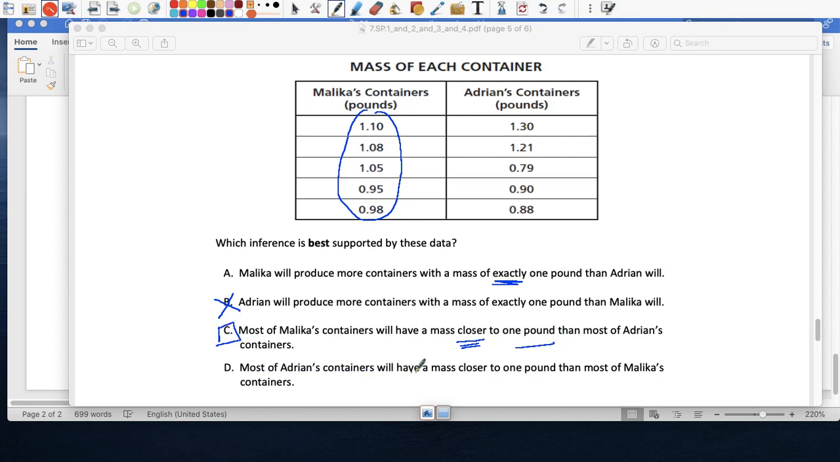Most of Adrian's containers will have a mass closer. So Adrian is garbage. So it's either A or C, but because of the word "exactly" here, Malika will produce more containers with a mass of exactly. Not true, but she will produce containers with a mass closer to 1 pound. So C is the only one that really makes sense.